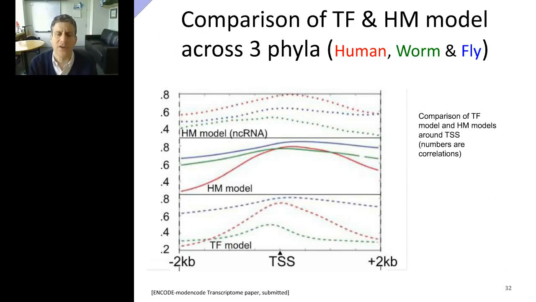The other thing we can do is look at the peakedness of the TF model versus the histone model in different organisms, and here we compare that in human, worm, and fly, the red, green, and blue figures, in relation to genes and non-coding RNAs. And what we basically see is that the same pattern is observed across all the different organisms as we observed in a particular organism.